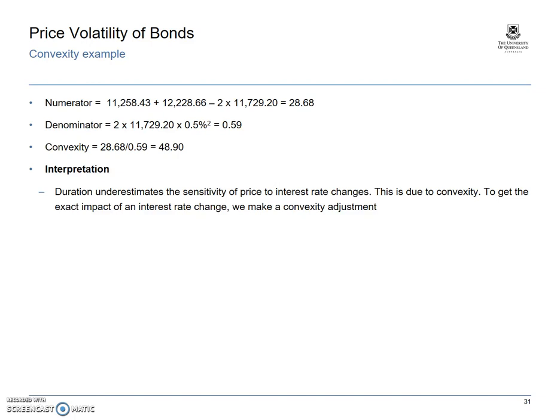So the duration underestimates the sensitivity of price to interest rate changes due to that convexity. So to get the exact impact of an interest rate change, we have to make that convexity adjustment. So we add that back.